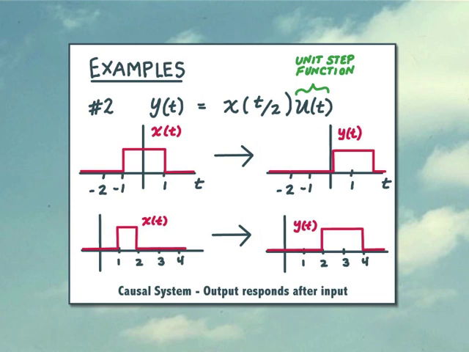Since the step function causes us to ignore all inputs before time 0, the presence of the time scaling in this case does not result in a non-causal system. So this system is causal. The output responds after the input. This example shows you why the presence of time scaling alone can't determine whether a system is causal or non-causal. This is why the condition I gave you is only a sufficient condition.